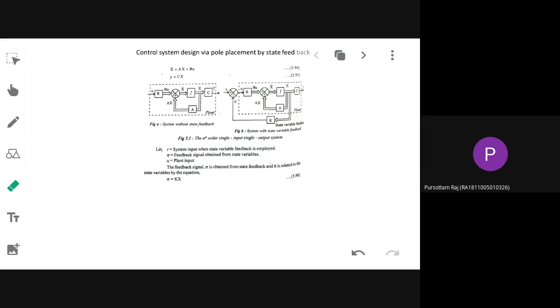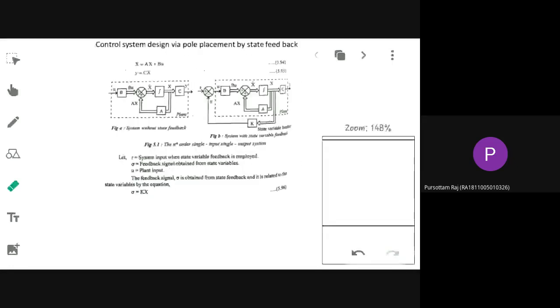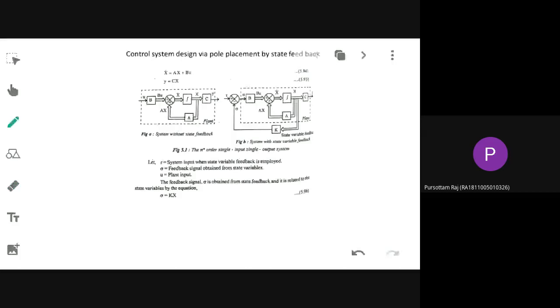Okay, today we'll be discussing the topic: how to use pole placement by state feedback to achieve the desired specifications. Already we have learned about the state space model. It is a combination of two equations. What are the two equations?